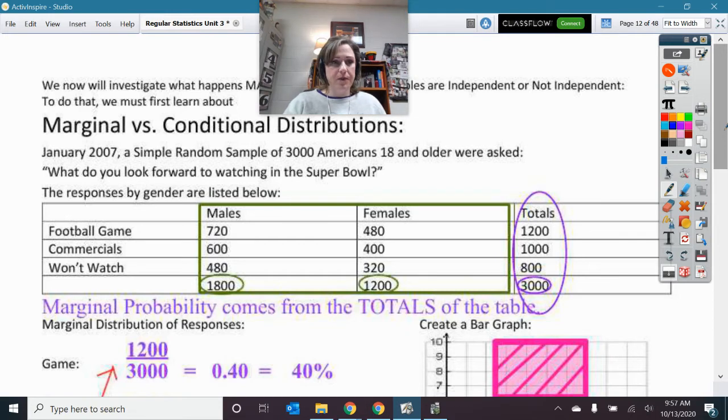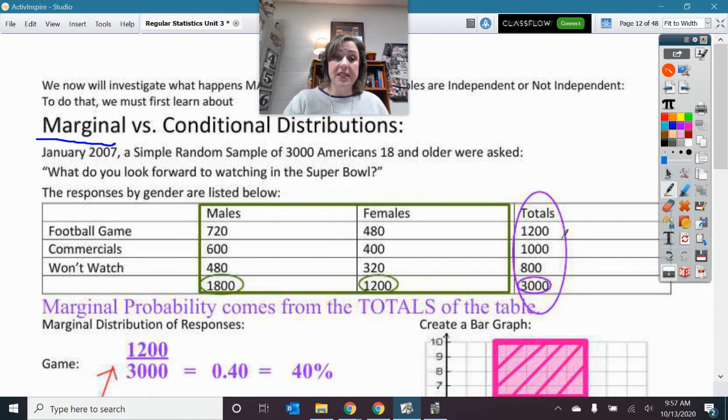All right, here we go. So, first thing that we have to do is look at the overall rate that something is happening. That is called the marginal probability. Marginal probability is coming from the totals.